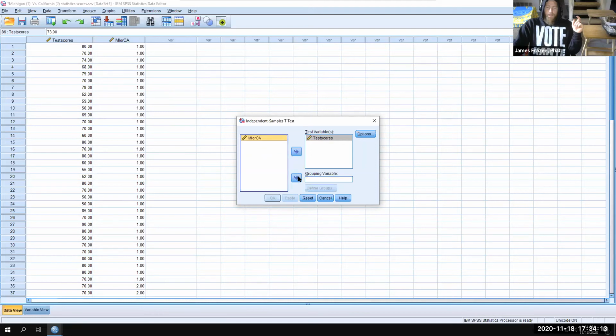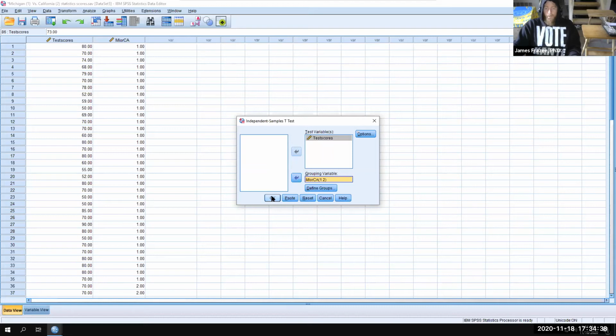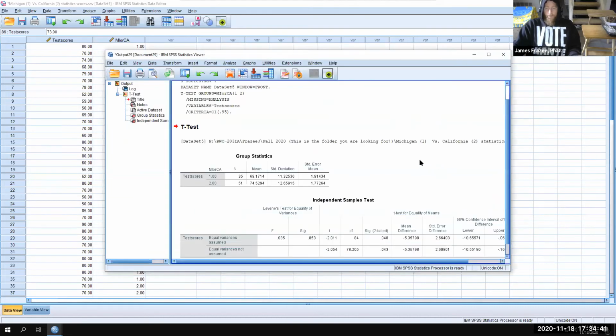Whoops, I forgot to use my handy dandy arrow. Okay. SPSS does not know the distinction between groups of people. That's something arbitrarily that I am doing here as the researcher, as the experimenter. Therefore, I need to tell SPSS how to define those groups. And again, as simple as 1 and 2, with all the caveats of if Michigan wasn't 1 and California wasn't 2, we would have to tell it which ones to get from a larger group. Click OK, and let's see what we find out.